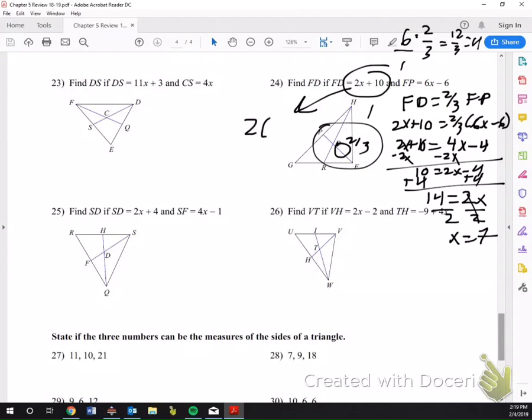We know that FD equals 2x plus 10, so we're going to plug that 7 in where the x is. That gives me 14 plus 10, or 24. To plug the 7 into FP, which is the whole thing, we get 42 minus 6, or 38, and 24 divided by 38 is 2/3. So we're good to go.